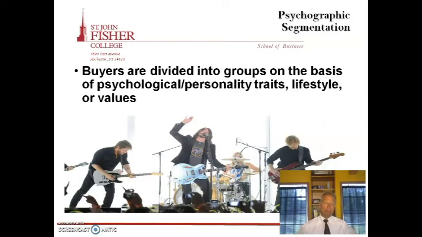Psychographic segmentation really goes to buyers being divided up by the way they think, the way they act, their lifestyle, their traits, their hobbies. For instance, a lot of sporting equipment is psychographically segmented for those that like to run, or for those that like to do yoga, or for those who like to ski, or something like that.